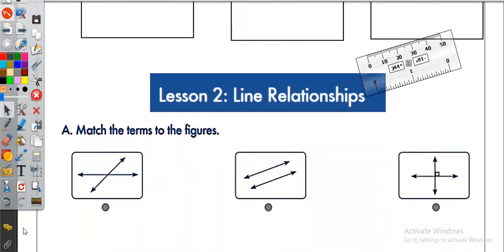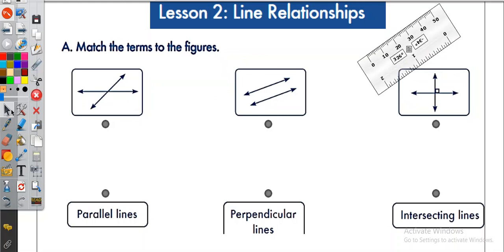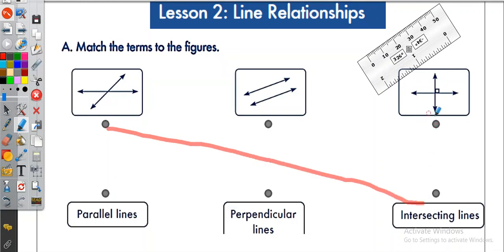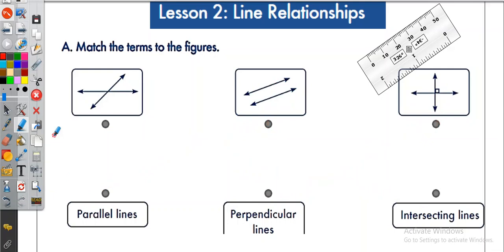Okay, go now to Lesson 2, line relationships. Now these lines here are called intersecting lines. Those two lines are parallel lines and those are perpendicular lines. So remember, intersecting lines, those are intersecting with right angles. Intersecting with right angles are called perpendicular. Finally, those two L's gives you a clue to the answer, which is the parallel lines. Great job. Now let's go down here.